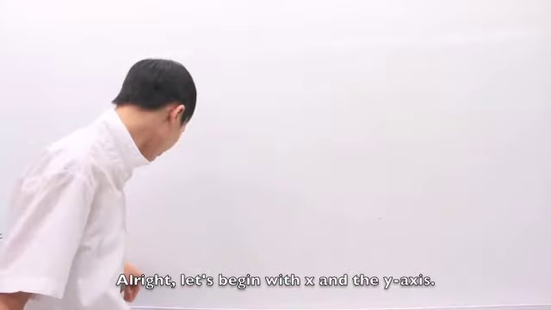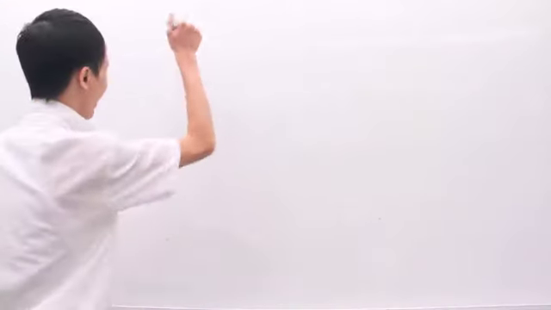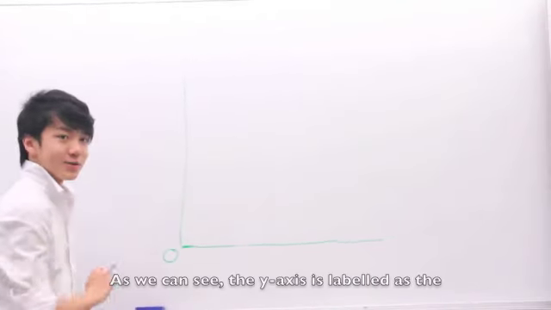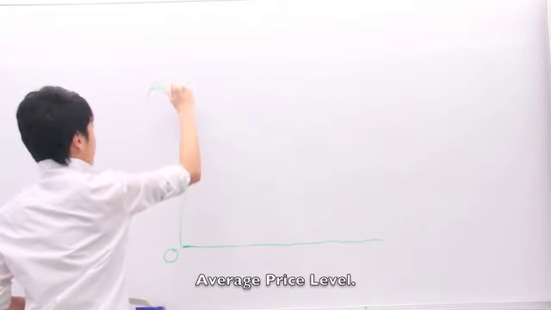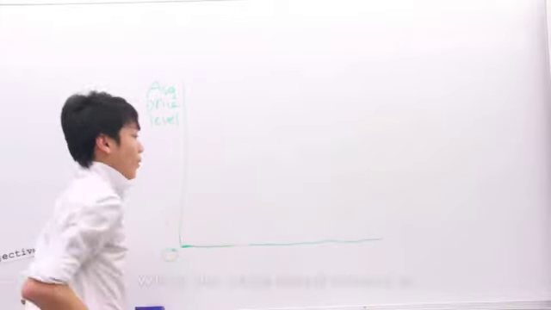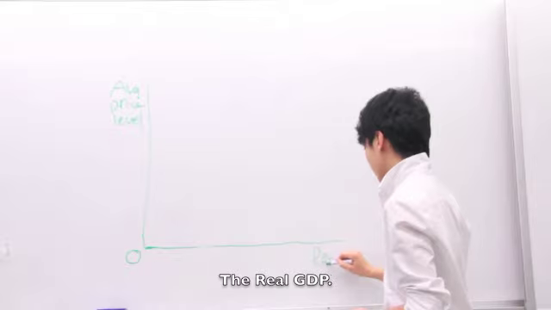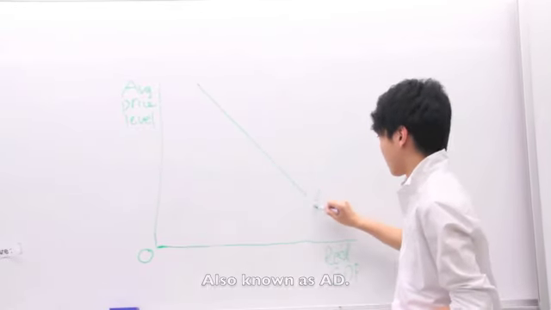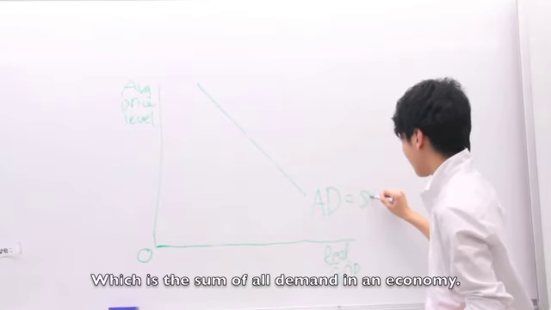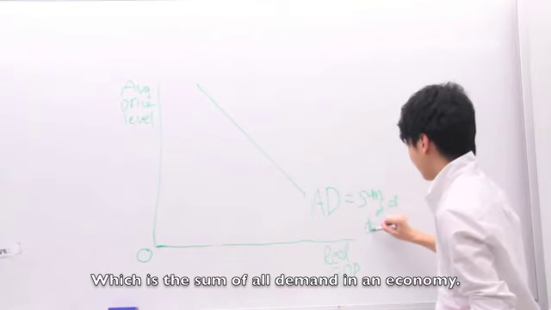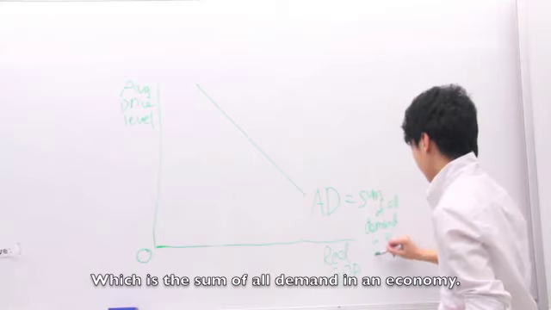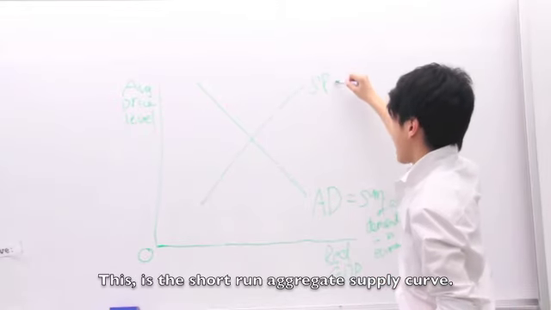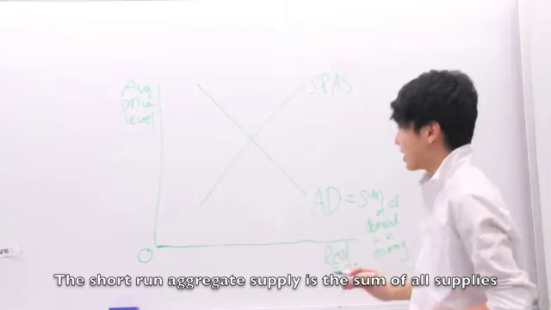Alright, let's begin with the X and Y axis. As we can see, the y-axis is labeled as the average price level, while the x-axis is labeled as the real GDP. Also, there's an aggregate demand curve, also known as AD, which is the sum of all demand in an economy. And this is the short-run aggregate supply curve. The short-run aggregate supply is the sum of all supplies in the economy.